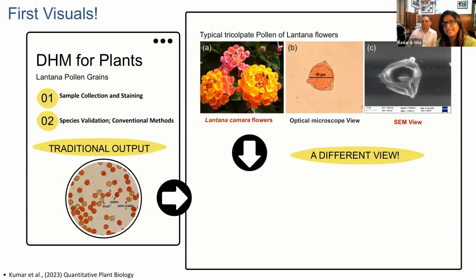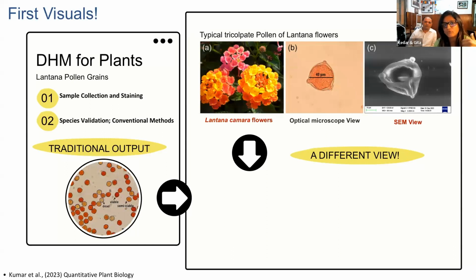But also on the right side in black and white, you see the scanning electron microscopy image of the same pollen grain. It's far more resolved, highly resolved, and you can see more detailed features which have over the years assisted botanists in taxonomy, which means identifying the species based on their pollen.